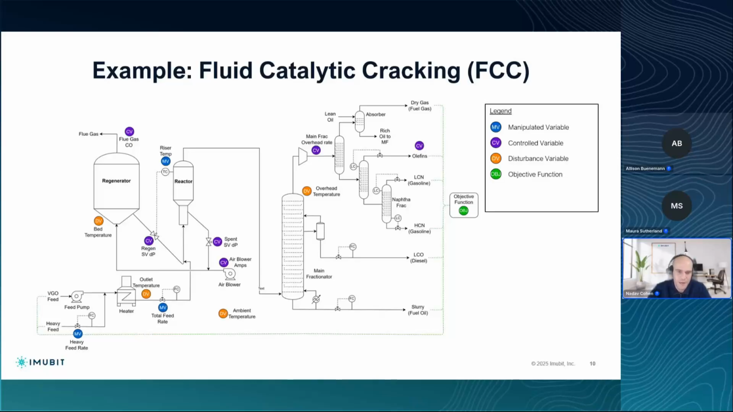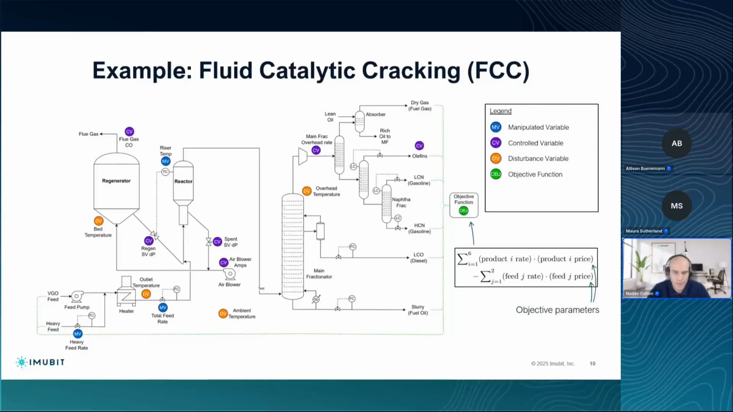And there's an objective function on the right, which depends on the different products that are produced. So the objective function is the sum of the product rates times their prices, minus the sum of the feed rates, which are manipulated variables, times their prices. Okay, so it's an economic objective. And the prices are parameters that can be set in real time.